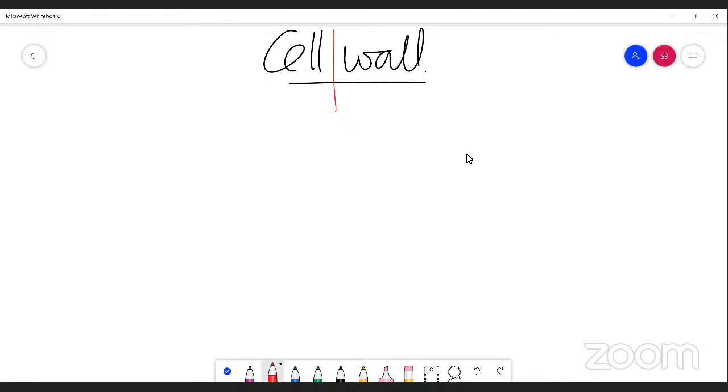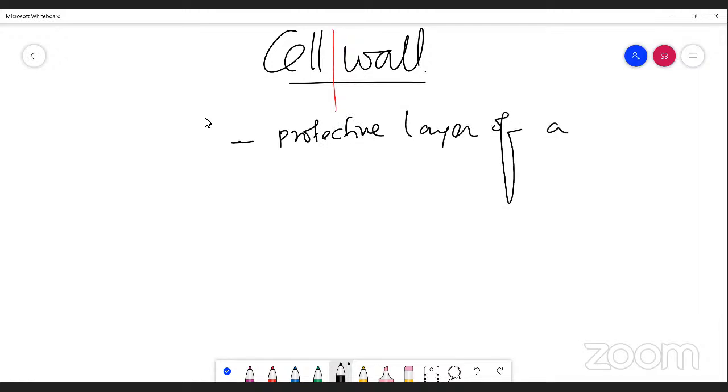Dear students, what is the cell wall? It is a protective layer of a cell, and it gives protection. Simply, I can say it is the outermost layer of a cell.